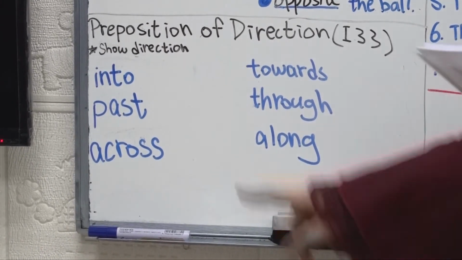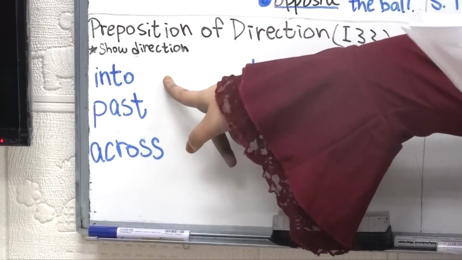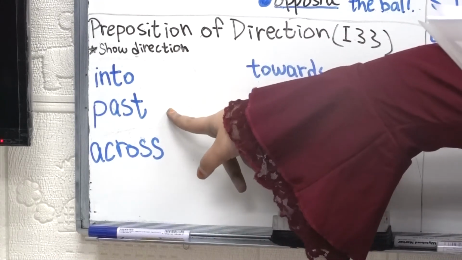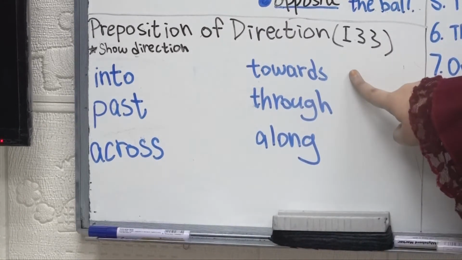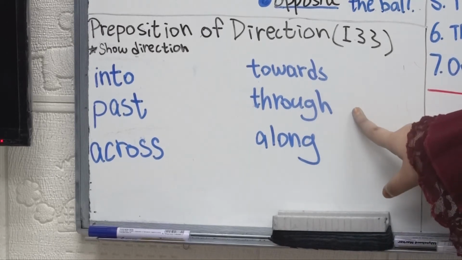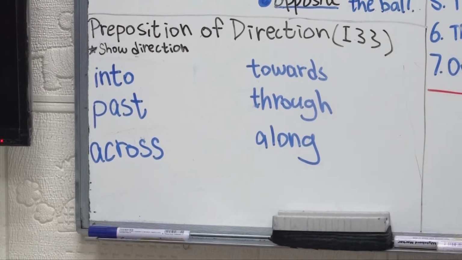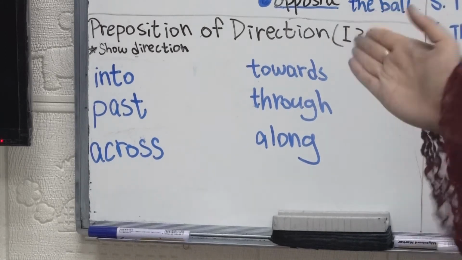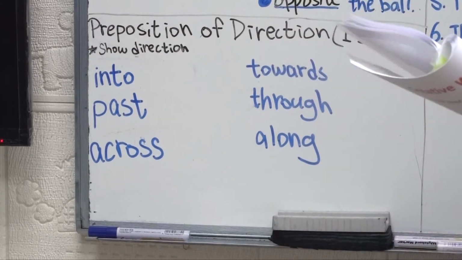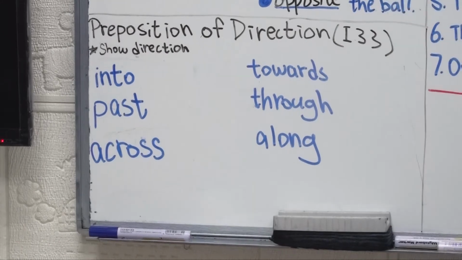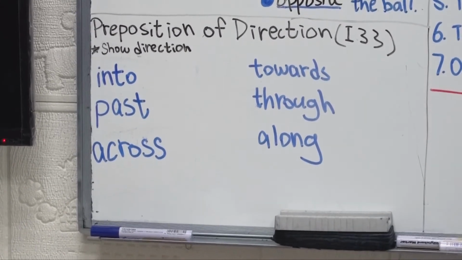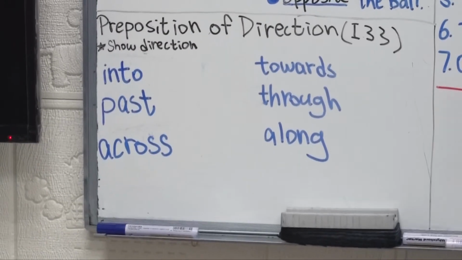Can you read them with me? The first preposition we're going to learn is into. The next one is past. The next one is across. The next one is towards. Next one is through. Last one is along. So we can use these 6 prepositions to show people direction. All right. So before I explain them, I would like to show you a video. In that video, you will see some prepositions we have learned before as well, and you will also see a few new ones. All right. So let's have a look.